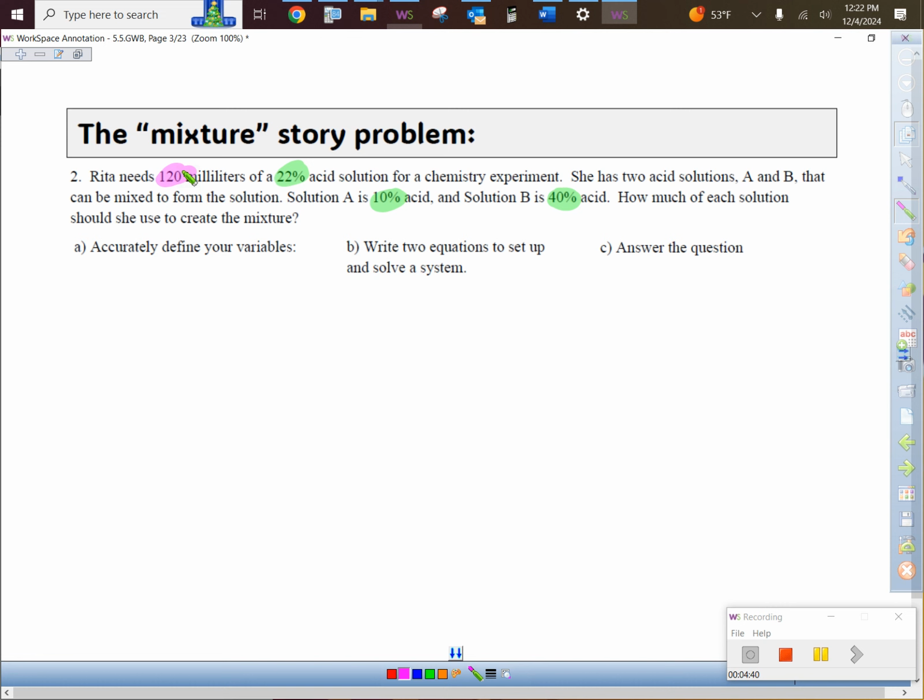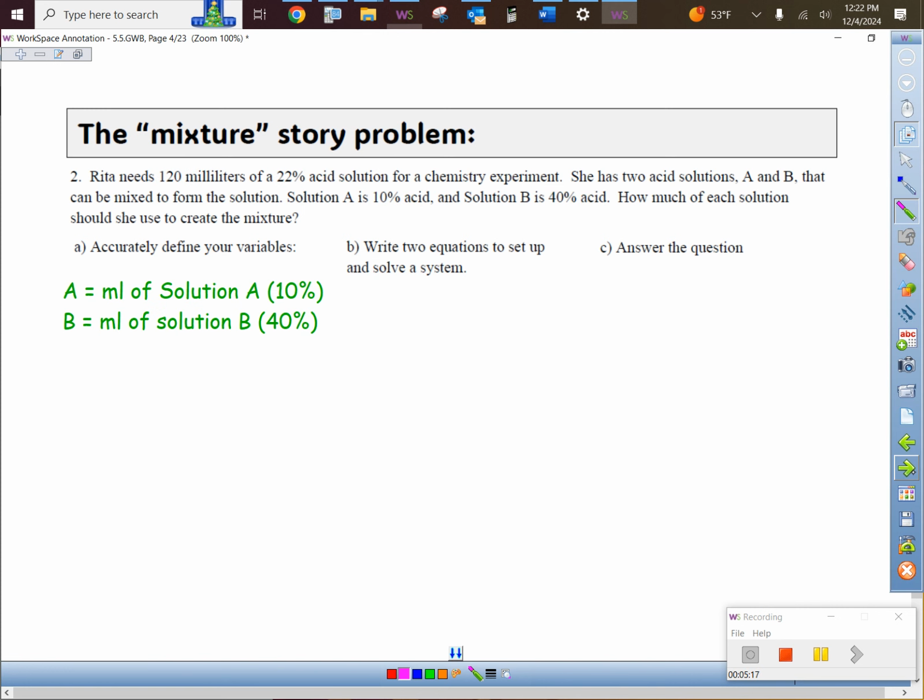So they mix together the 10 and the 40. Are you with me on that? That's who they mix together. So when we define our variables, since they named these solutions, we'll just call it this. How did they measure it, though? Like in this one, do you see how they measured it in milliliters, right? Because that's what Rita's doing.